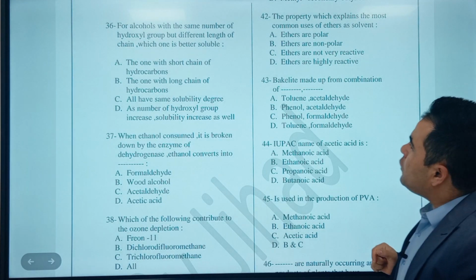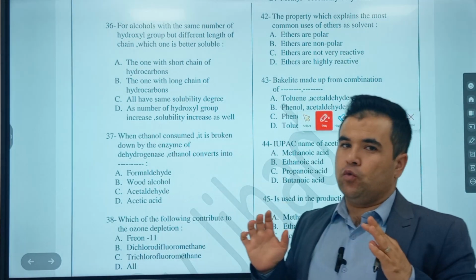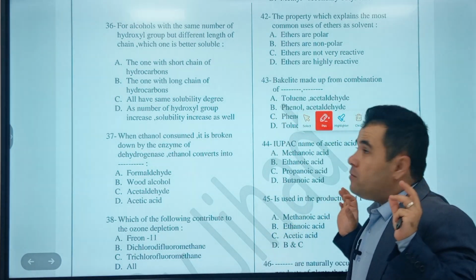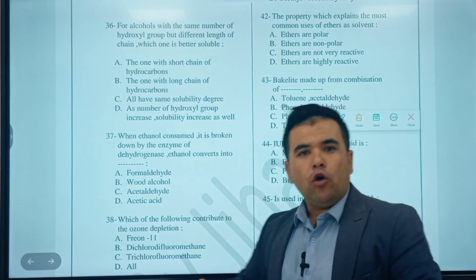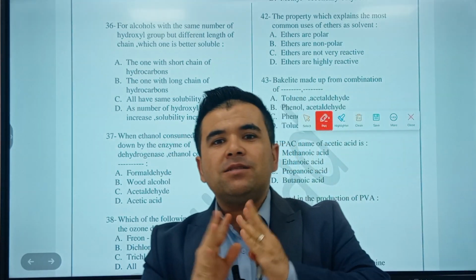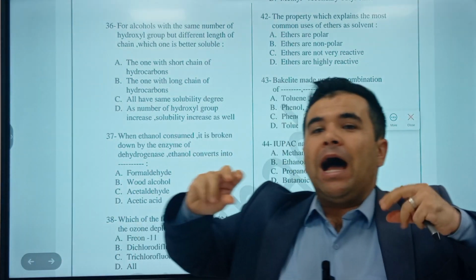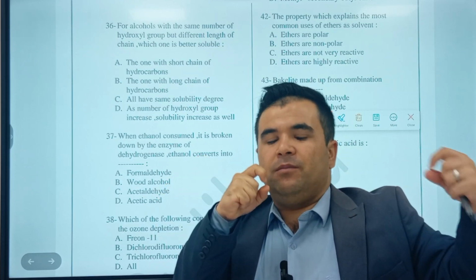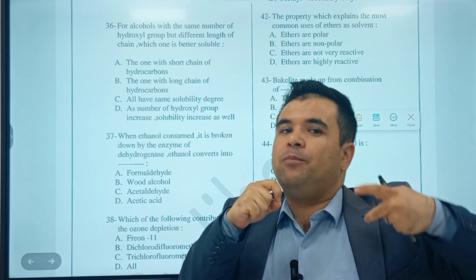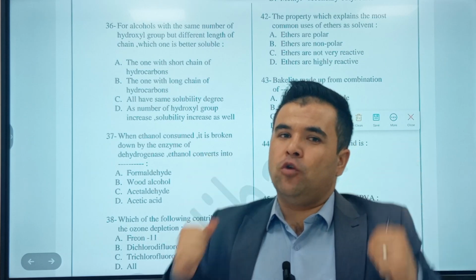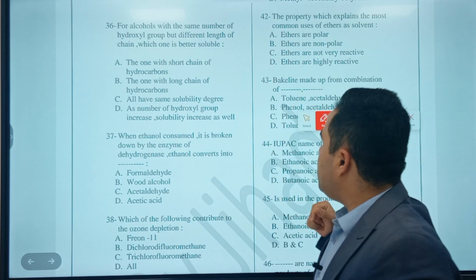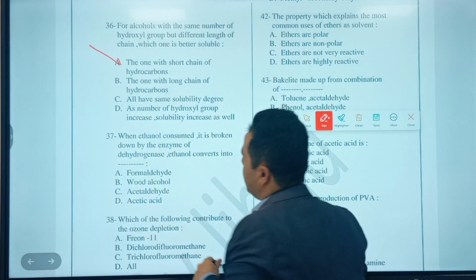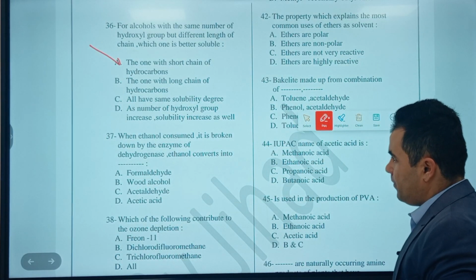For alcohols with the same number of hydroxyl groups but different length of chain, which of the following is more soluble? Of course, the shortest is more soluble, because as the chain becomes longer, the nonpolar end becomes larger and nonpolarity increases. As nonpolarity increases, the solubility in water decreases. So which one becomes more soluble? The one with the short chain of hydrocarbon? Yes, A is the correct answer.